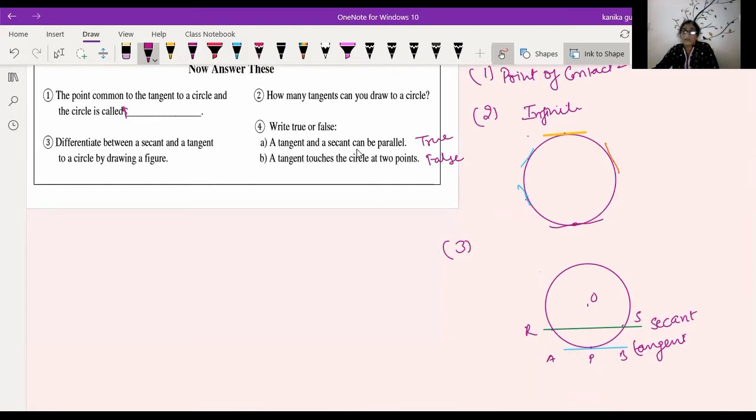Now write question number 4, write true or false. Can a tangent and a secant be parallel? Yes, these are parallel. True. A tangent touches the circle at the 2 points. False. A tangent touches the circle at the 1 point. I think so you must understand this.